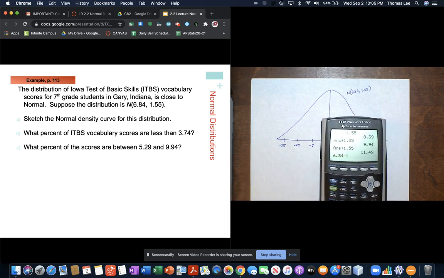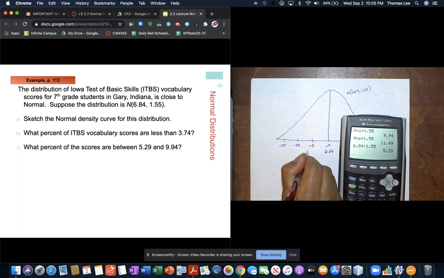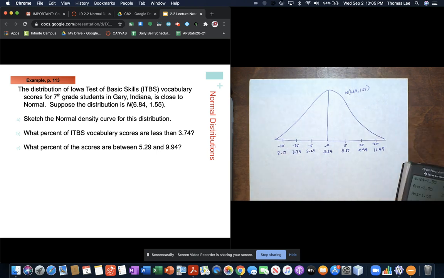Okay, and on the other side, 6.84 minus 1.55. So that's 5.29 minus 1.55. So 3.74 minus 1.55. That is 2.19. Now if these had units, and it is quantitative data, so they do have units, normally I would put the units in there. I just don't know what the units are.